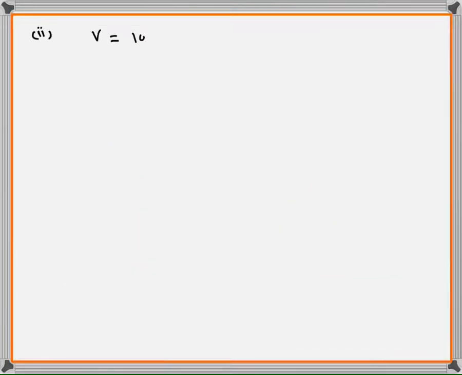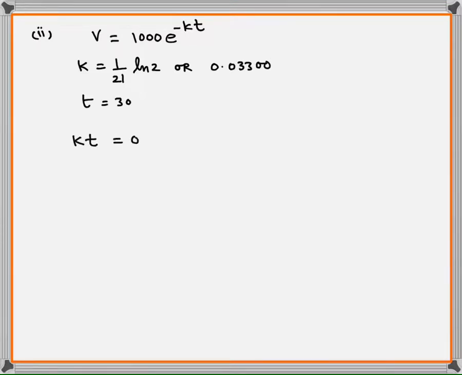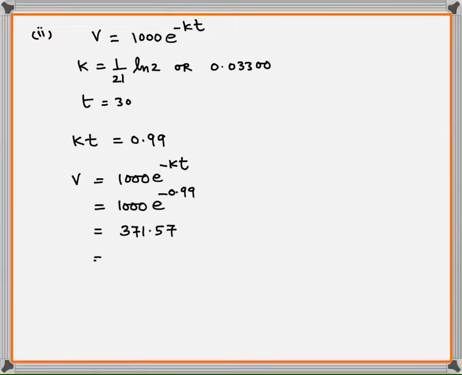The second part. Now we have the value of k. It's not a big deal. They can give us T, we can find V. They can give us V, we can find T, and so on. So this time T is 30. Plug it in, use a calculator. I'm evaluating kT first. And this is 1000 e raised to the power of minus 0.99. And then you get the answer 371 after rounding off. 372 actually.